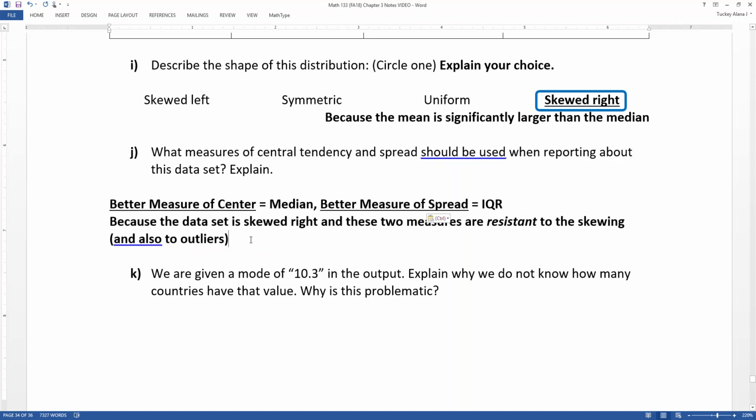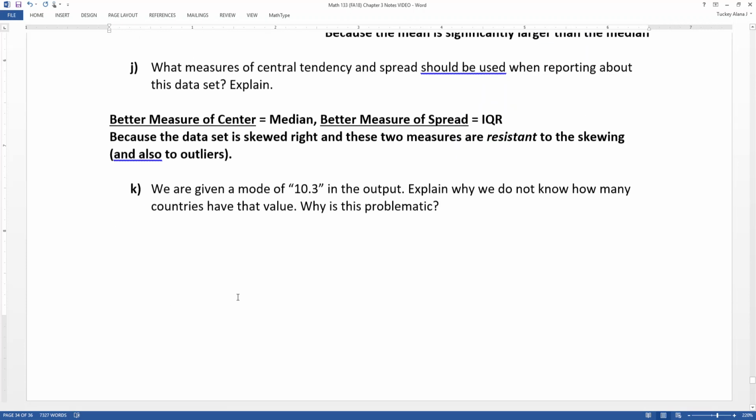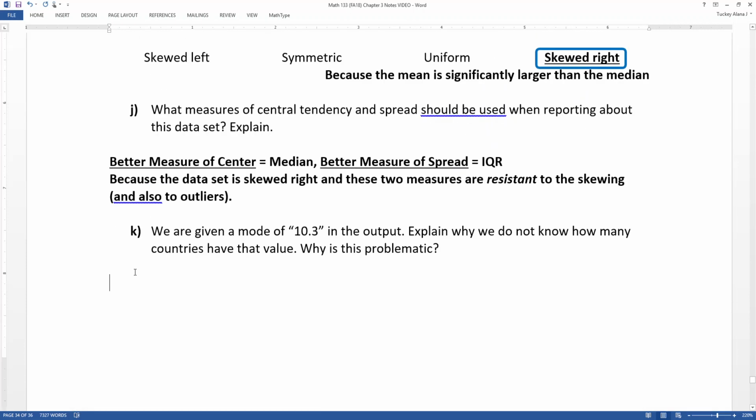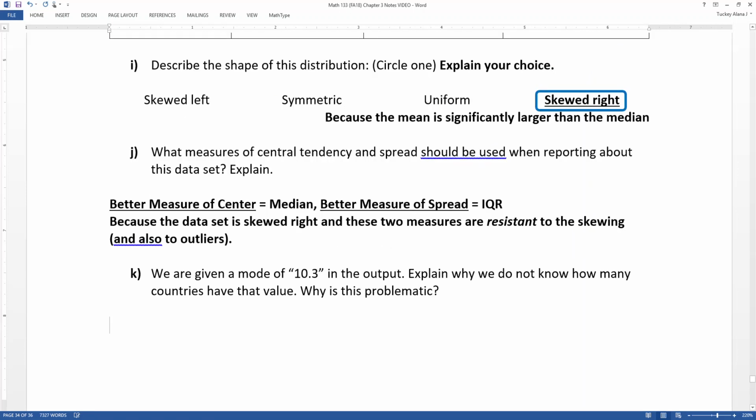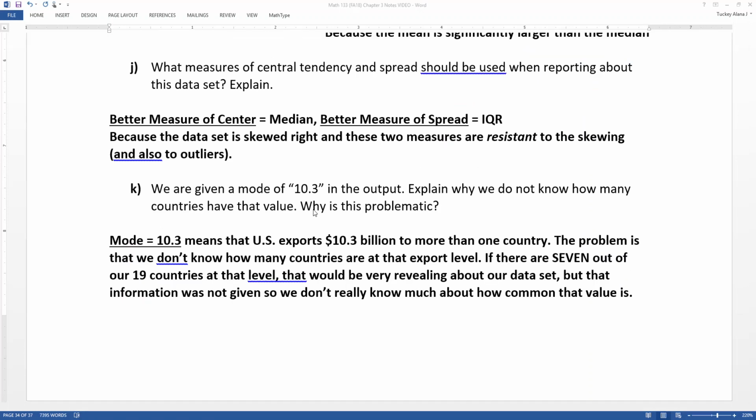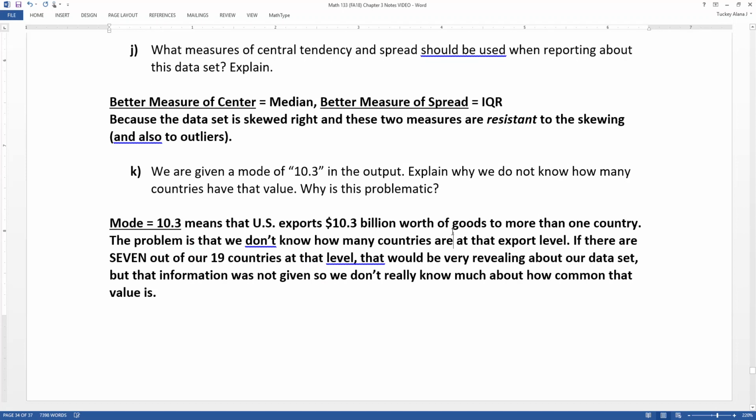Okay, now we're given a mode of 10.3, but we don't know how many countries have that value. So remember what the 10.3 stands for. The mode equals 10.3 means that more than one country would have 10.3 as their export value. So the mode being 10.3 means that the U.S. exports $10.3 billion worth of goods to more than one country.